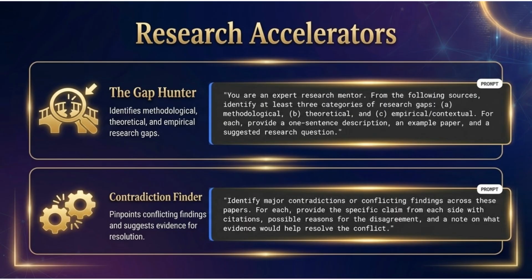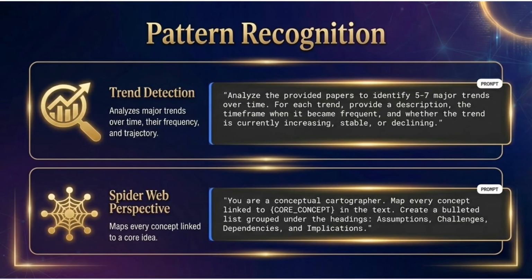The Contradiction Finder pinpoints conflicting findings and suggests resolution evidence. For pattern recognition, trend detection analyzes trends over time, their frequency, and trajectory. The Spiderweb Perspective maps concepts linked to a core idea, grouping them under different headings.